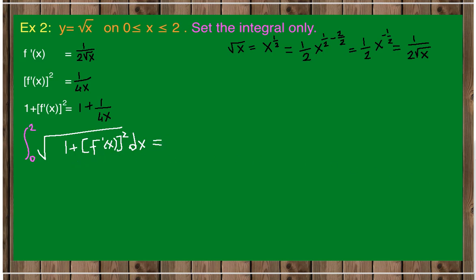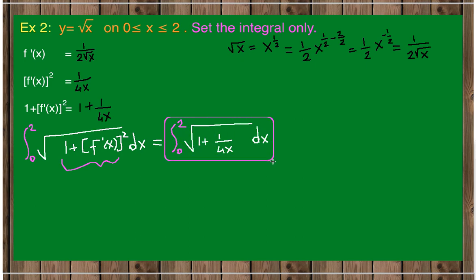Now we're going to plug in our 1 plus f prime of x squared, which is the quantity we calculated above. So integration from 0 to 2, square root of 1 plus 1 over 4x dx. This is the integral to calculate the arc length. This is our final answer. If you need to calculate the arc length, you can use the necessary integration techniques and evaluate the boundaries from 0 to 2. So this is our final answer here.